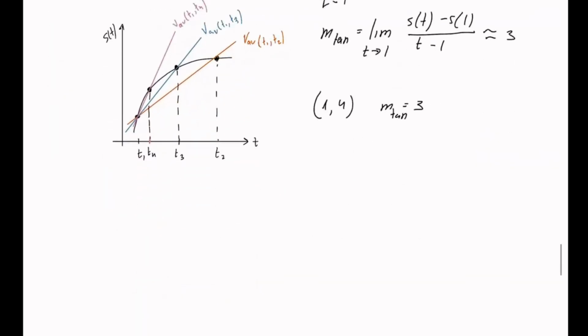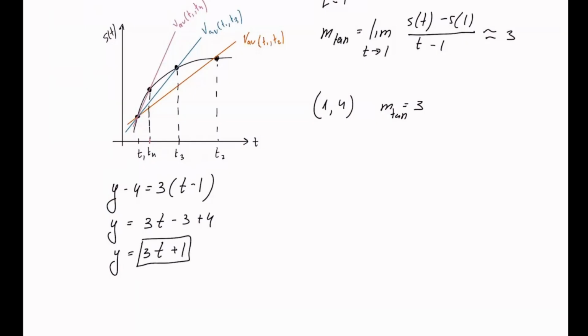And the equation of this tangent line would be y minus 4 equals 3 times t minus 1. So y equals 3t minus 3 plus 4. So we have y equals 3t plus 1. This would be the equation of the tangent line for the example that we had with our rolling ball, with the function s of t equals 5t minus t squared, at time 1 second.